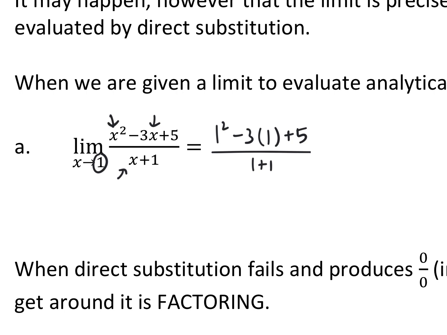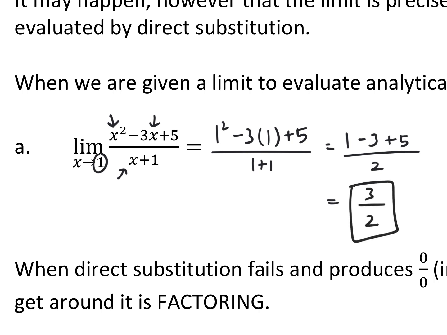I know some of us can do this mental math in our head. That's fine. I would like to at least see this step written down, and then you can give me the answer. But if I evaluate this, 1 squared would be 1, minus 3, plus 5, over 2, following order of operations from left to right. I would end up with 3 divided by 2. So the limit as x approaches 1 of this function is 3/2, or 1.5. Okay?